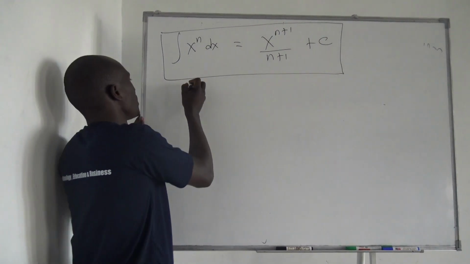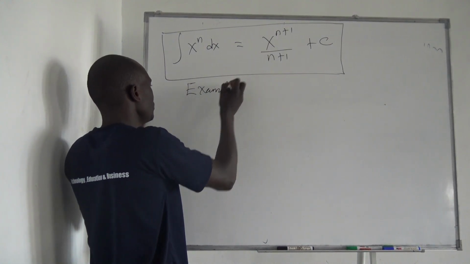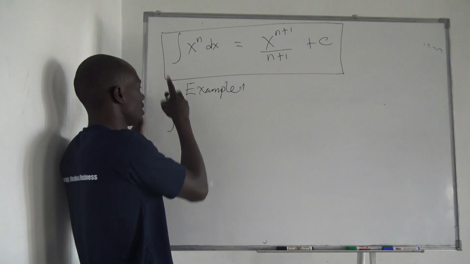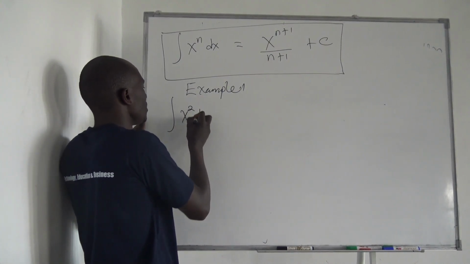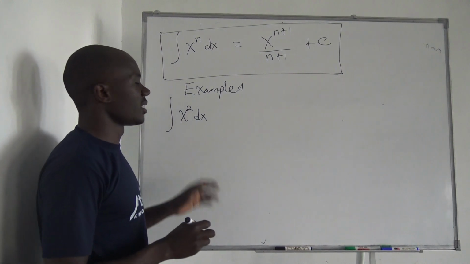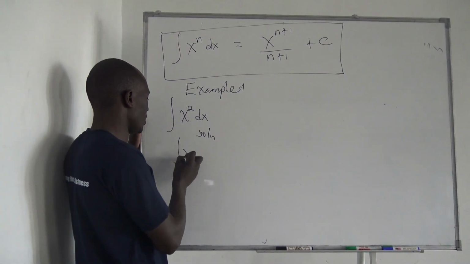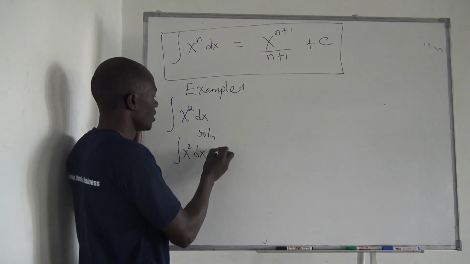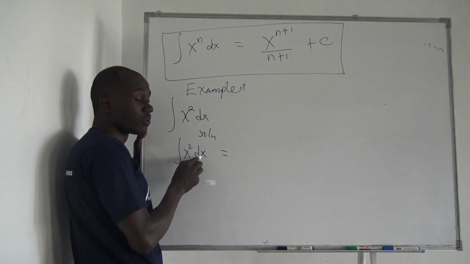Now we are going to start with examples. Example 1. Integrate x power 2 dx. How do we get this one? We are looking at the solution. When they say integrate x squared dx, we are integrating x squared with respect to x.